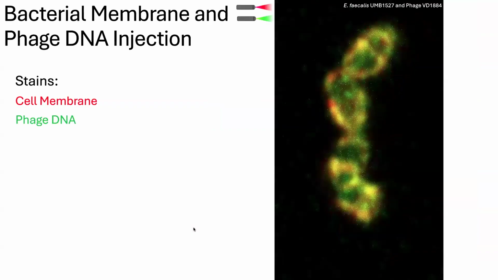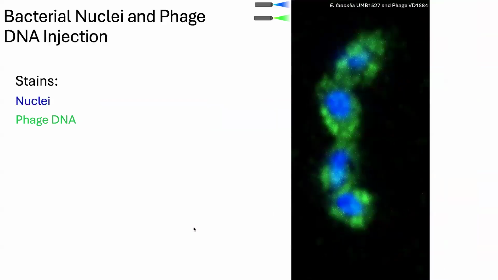Then we turned on the green and red laser. We can still see the membrane stain here, with that green fluorescence in the middle showing the phage DNA insertion, and the yellow being where the red and green stains overlapped. Then we had the green and blue laser on. What we can see here is the bacterial nuclei in all 4 of the bacteria, and again, that phage DNA within the bacteria.